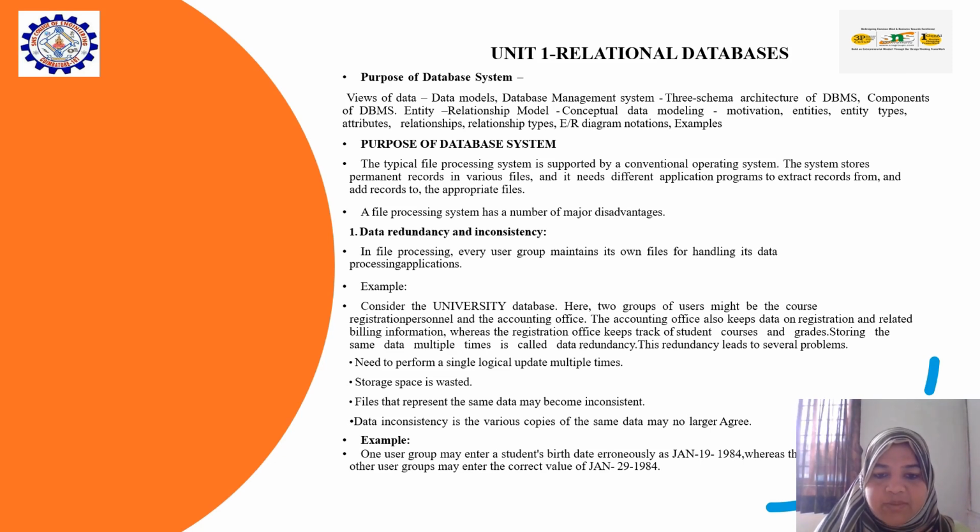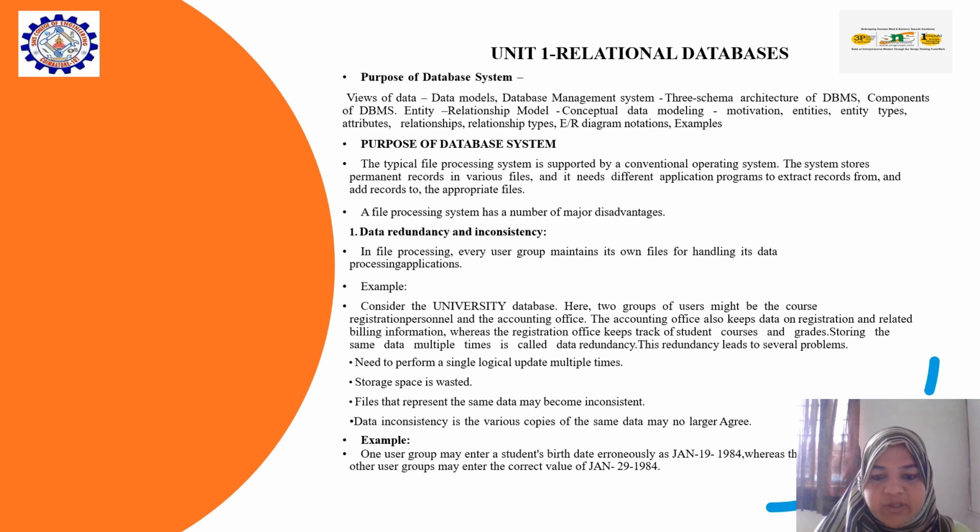So the purpose of database system is this. The typical file processing system is supported by a conventional operating system. The system stores permanent records in various files and it needs different application programs to extract records from, and add records to, the appropriate files. File processing system has a number of major disadvantages.